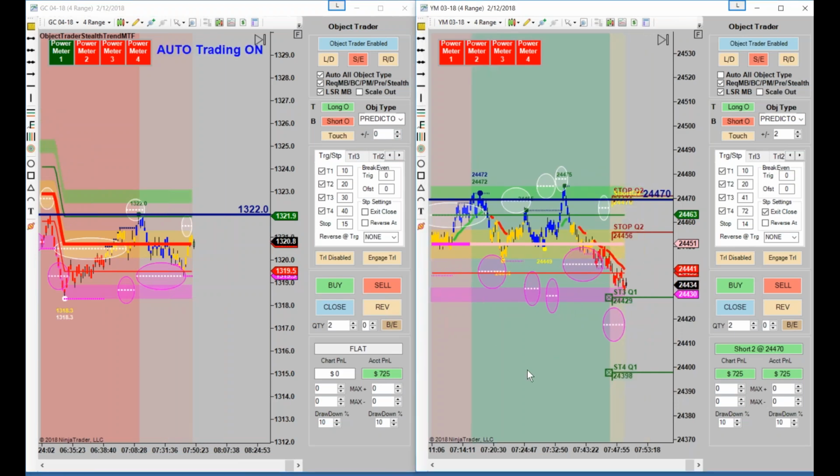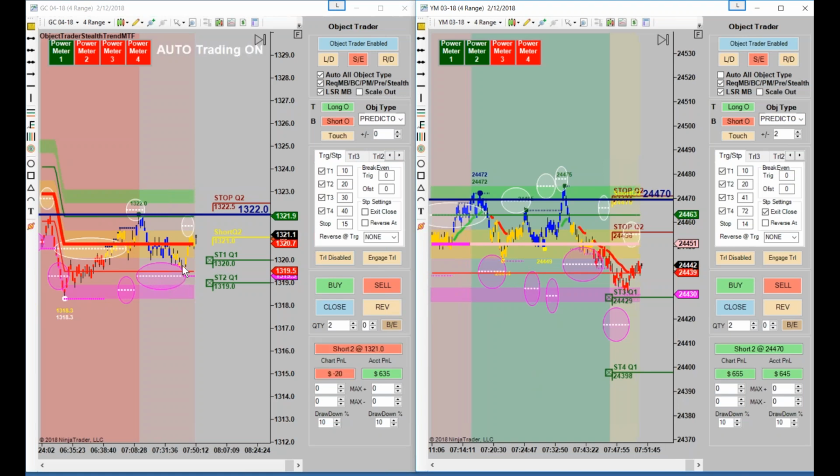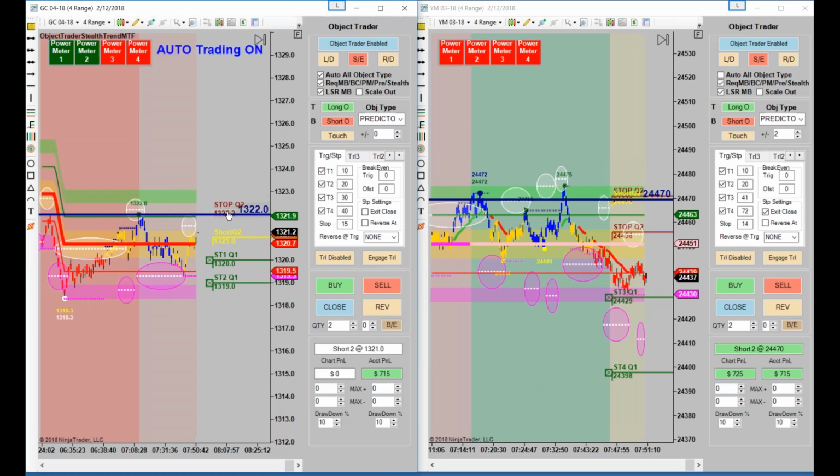Okay, now let's say that you weren't in anything just yet. Keep in mind all of our other rules work. You're still going to be able to use all the rules. Like for instance, if this predictor fired here but didn't make a lower low than here, I don't really trust that. So I'm going to put a nice tight stop on it, just in case.